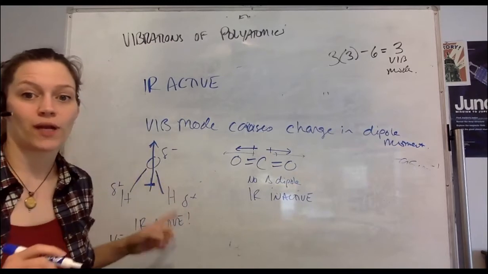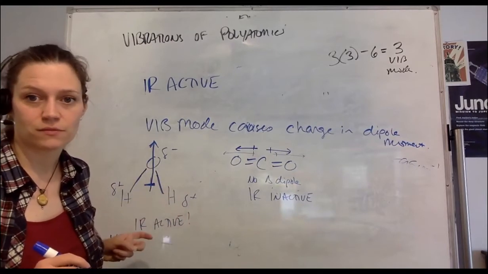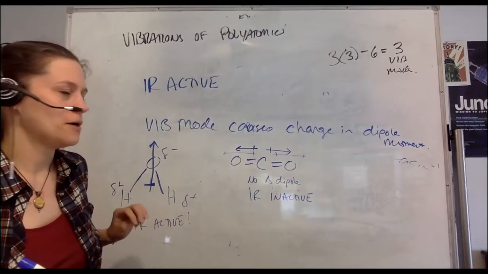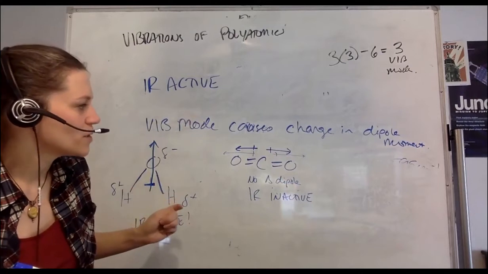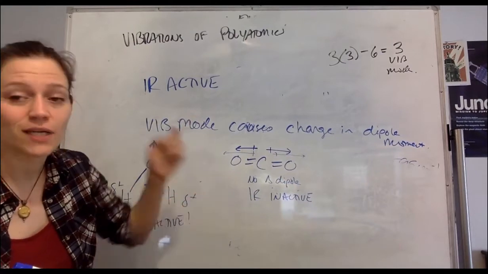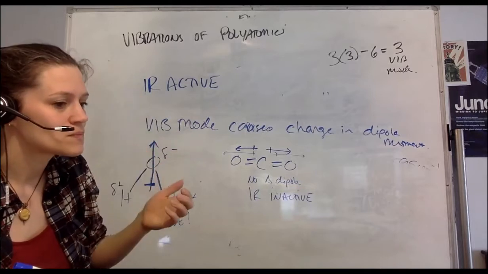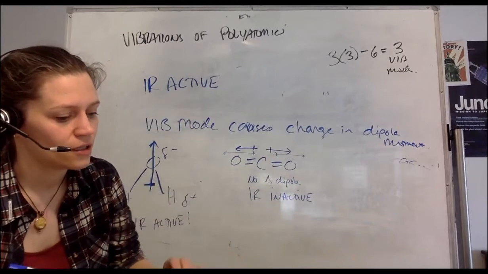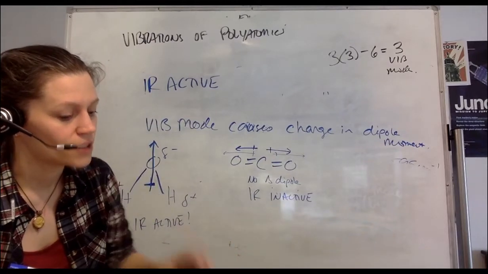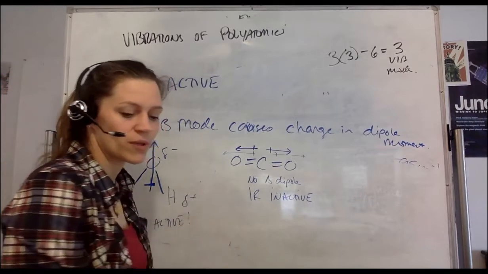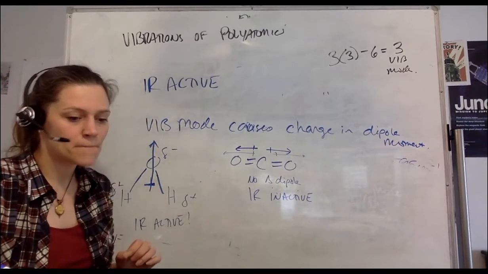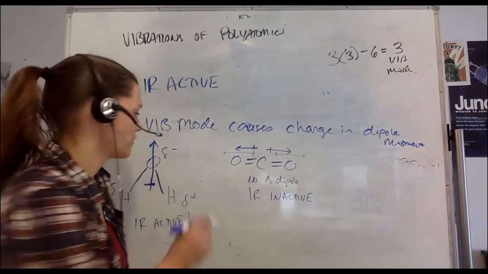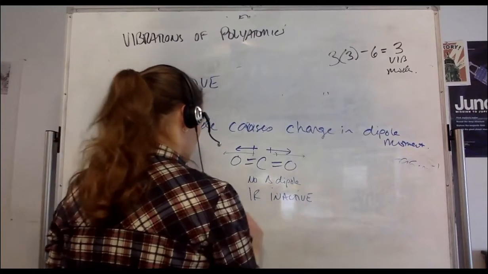Okay, and when I say that, this mode is IR active. The other modes might not be IR active. It turns out they all three are, because you can see all three in the IR. But CO2 is interesting. CO2 has both IR active and IR inactive modes. Okay. So if you have a change in dipole moment, it is IR active. If you don't have a change in dipole moment, IR inactive.